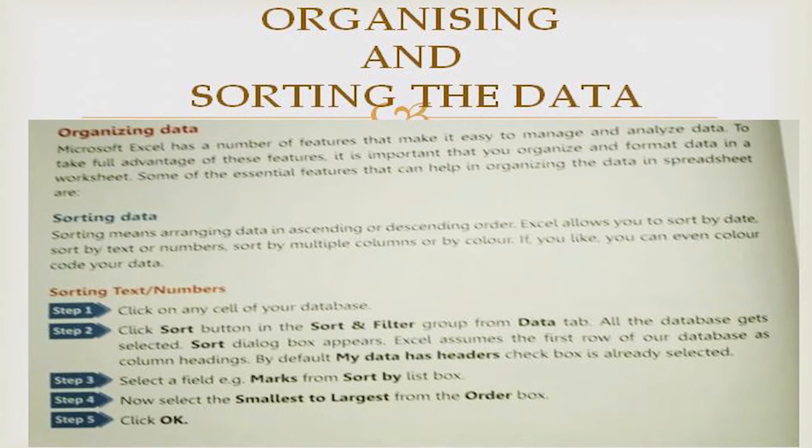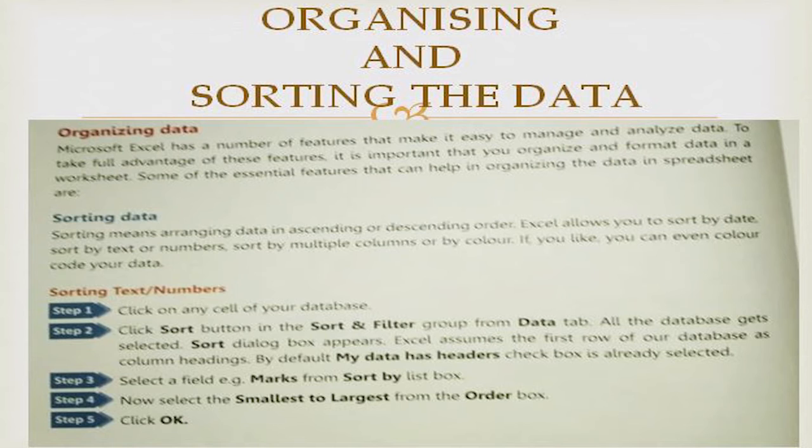Some of the essential features that can help in organizing the data in a spreadsheet are, first one, sorting the data. Sorting means arranging the data in ascending or descending order. Excel allows you to sort by date, sort by text, sort by numbers, sort by multiple columns, sort by colors. If you like, you can even color code your data.